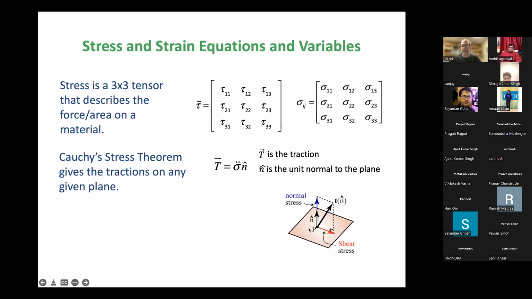And here's an example. The traction vector would be the stress resolved on this particular plane, and the traction vector doesn't have to be normal or along the plane. It can be in any direction. And then it can be decomposed into a shear stress or shear traction and a normal stress or normal traction.